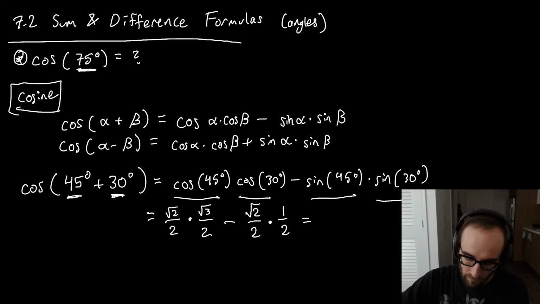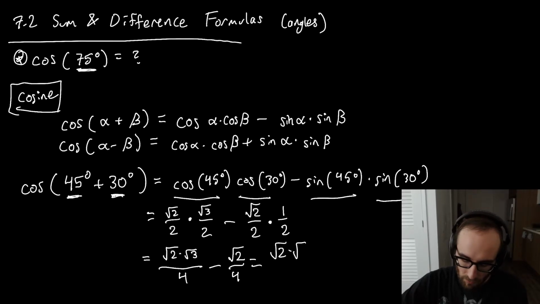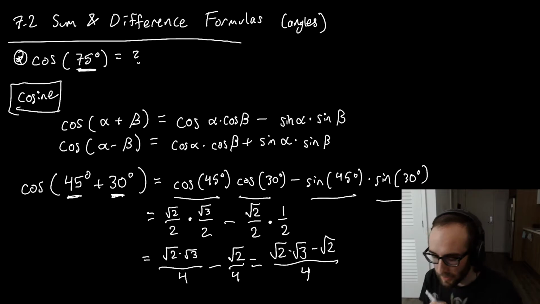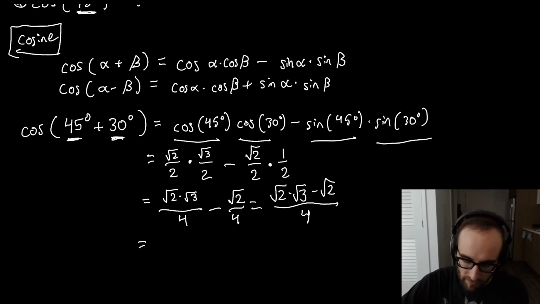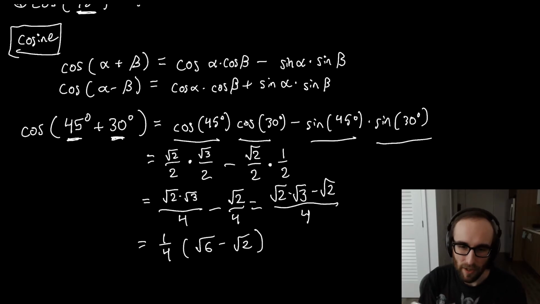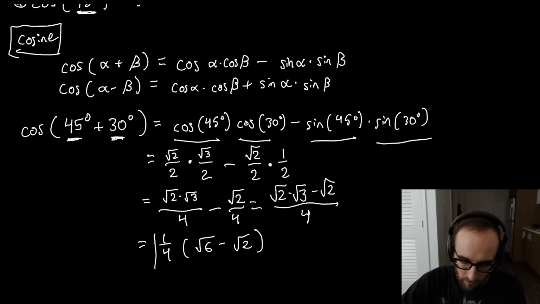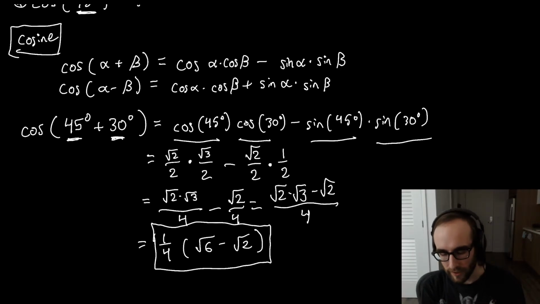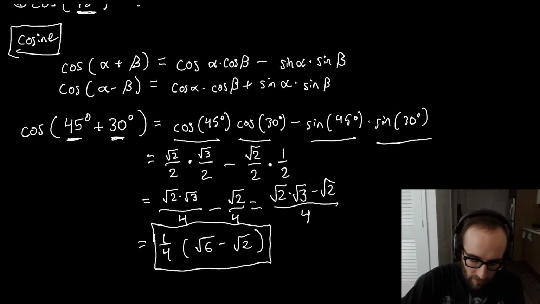So on the left side, we have root 2 times root 3 over 4 minus root 2 over 4. We can combine these: root 2 times root 3 minus root 2, all over 4. And then we could just rewrite this as 1/4 times root 6 minus root 2. Okay, so there we pretty much simplified it as much as possible. Once we get to this step, there's not really too much more we can do with combining. So you could just leave it as root 6 minus root 2 over 4. That would work too. And this is cosine of 75 degrees.